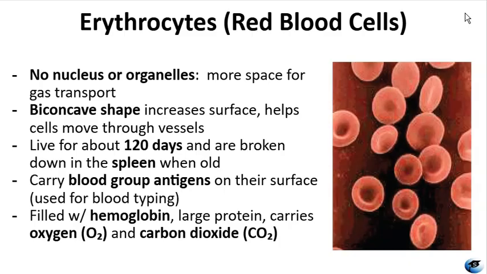Erythrocytes have a lifespan of about 120 days. And then after that, they're typically broken down in the spleen, which acts as a kind of blood cell recycling center. And the surface of red blood cells carries specific molecules called blood group antigens. These are what determine your blood type, A, B, AB, or O, and they're critically important for safe blood transfusions. And erythrocytes are packed with hemoglobin. Hemoglobin is a large protein that binds and carries oxygen from the lungs to the tissues, and then it also transports carbon dioxide from the tissues back to the lungs for exhalation.